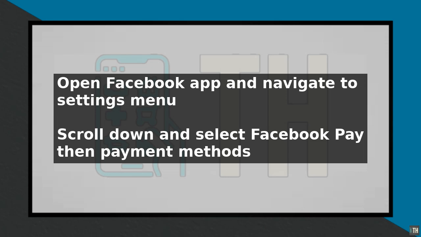If you already have a debit card added, tap on the three dots next to it and select Remove to delete the existing card. If you do not see this option, tap on Add New Payment Method to proceed with adding a new debit card.